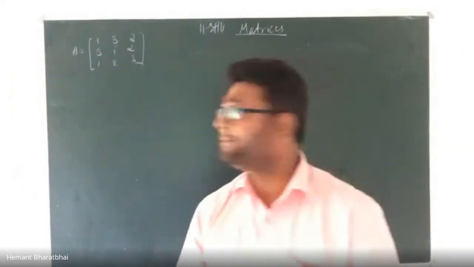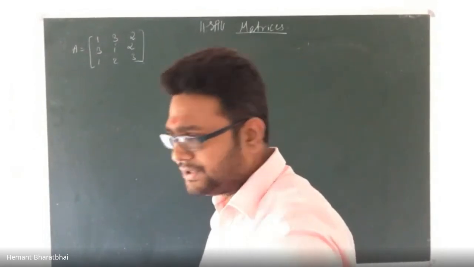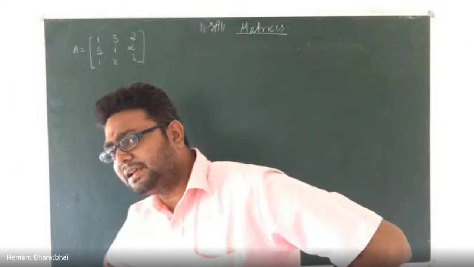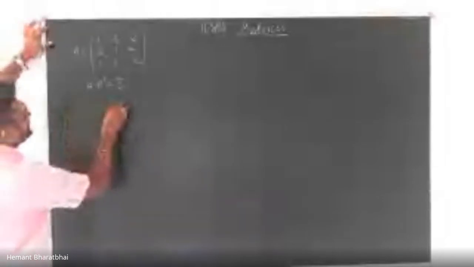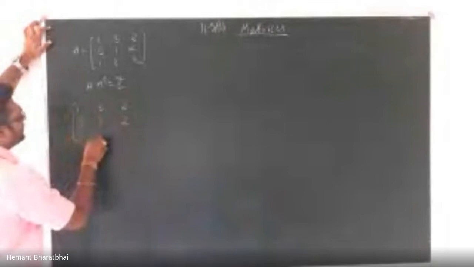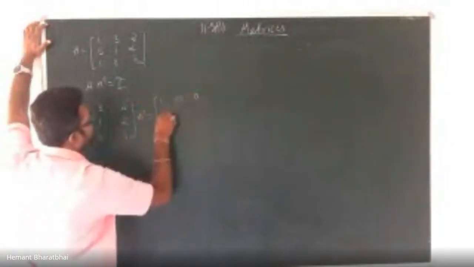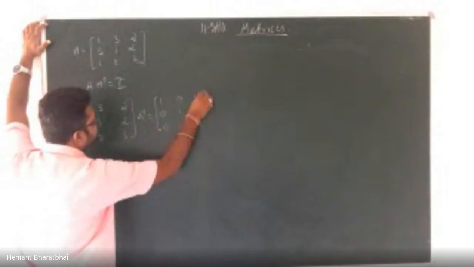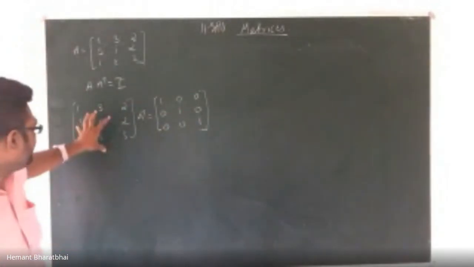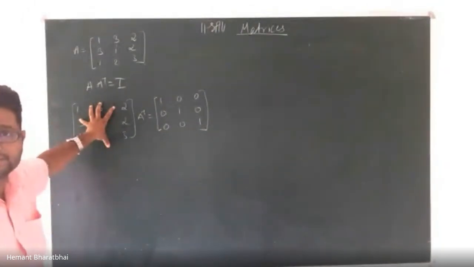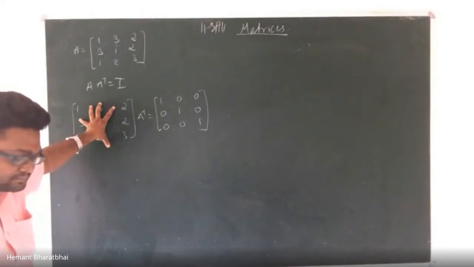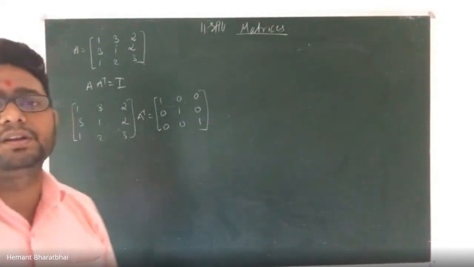So I have this matrix. We have already found the inverse of this matrix by the adjoint method, and now we'll see how to use the transformation. So we have A into A inverse is equal to I. So I write first the A matrix, which is 1, 3, 2, 3, 1, 2, 1, 2, 3 into A inverse is equal to I. So I is 1, 0, 0, 0, 1, 0, 0, 0, 1. So if I convert this matrix into identity matrix, then this will become I into A inverse. And identity matrix into any matrix is going to give me the same matrix.